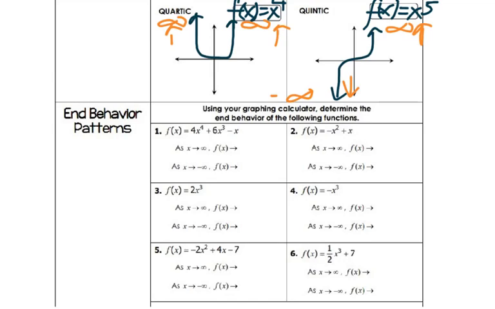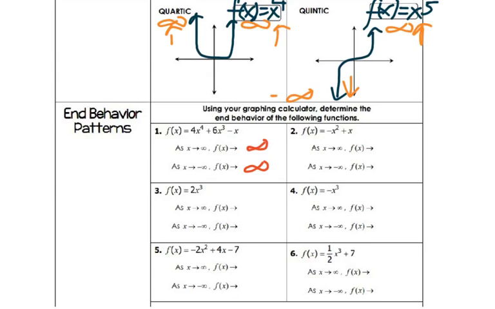Alright, so let's go over example number 1, 4x to the 4th plus 6x cubed minus x. It's a 4th-degree polynomial, so it's a quartic polynomial, and you can compare it to the one a little bit above. When x gets really, really large, the y values are going to approach positive infinity. The same thing happens when x gets really, really small, approaching negative infinity: the value of the function approaches positive infinity. So they're both up and up. That's what we commonly say.